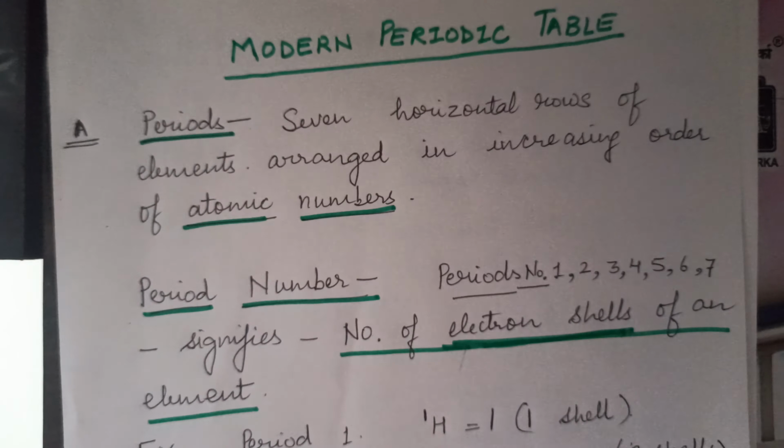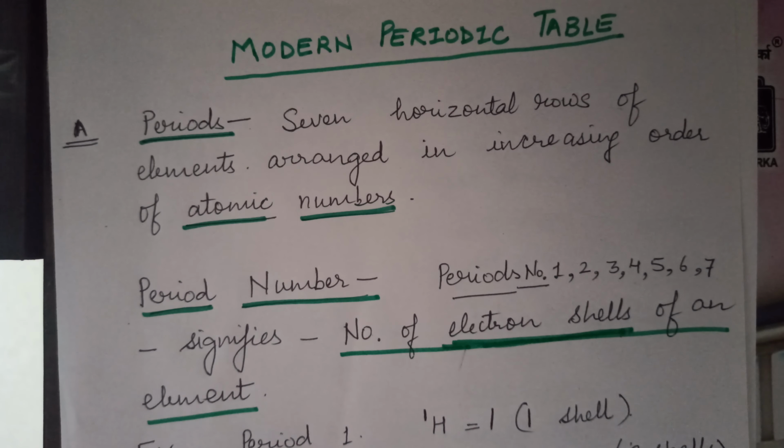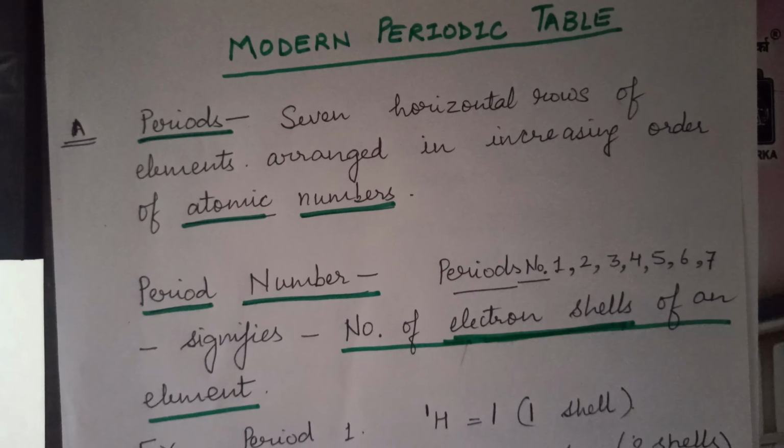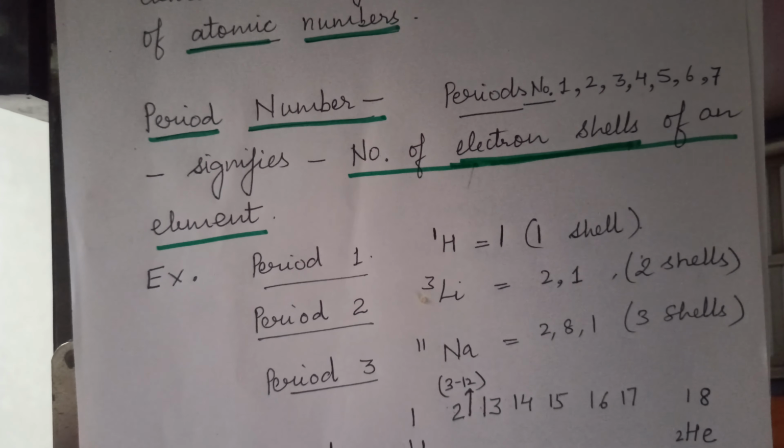Now, there are 7 periods in the periodic table, and the period number, that means 1, 2, 3, 4, 5, 6, 7, actually signifies the number of electron shells of an element. That means when you do the electronic configuration and you divide the electrons in various shells, whatever is the number of electron shells, that only is the period number. Now let us see some examples.